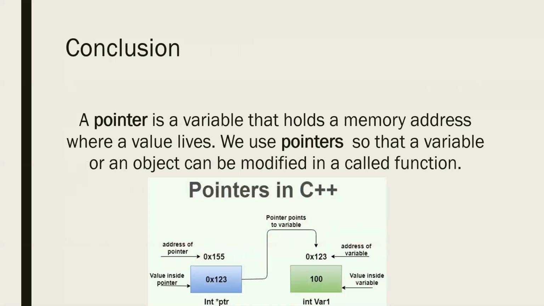In conclusion, a pointer is a variable that holds a memory address where a value lives. We use pointers so that a variable or object can be modified in a called function. I hope this taught you a little bit about the basics of pointers, and I hope you will be able to learn how to put them into your code using C++.